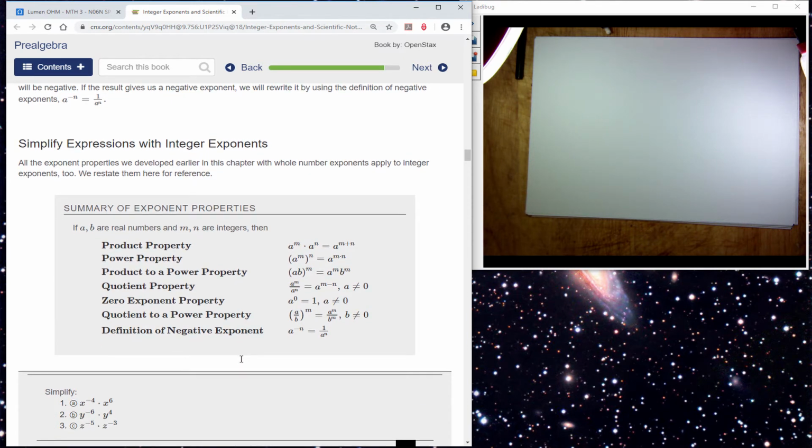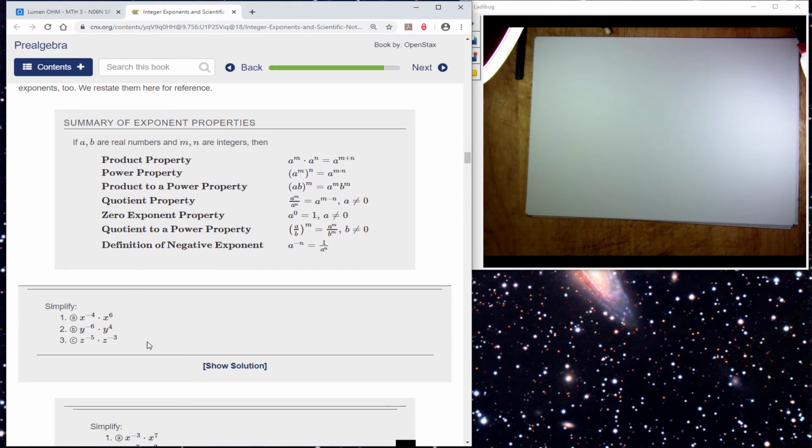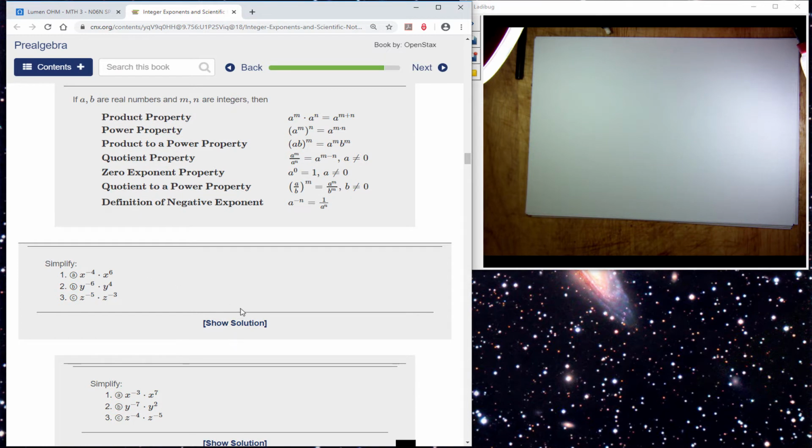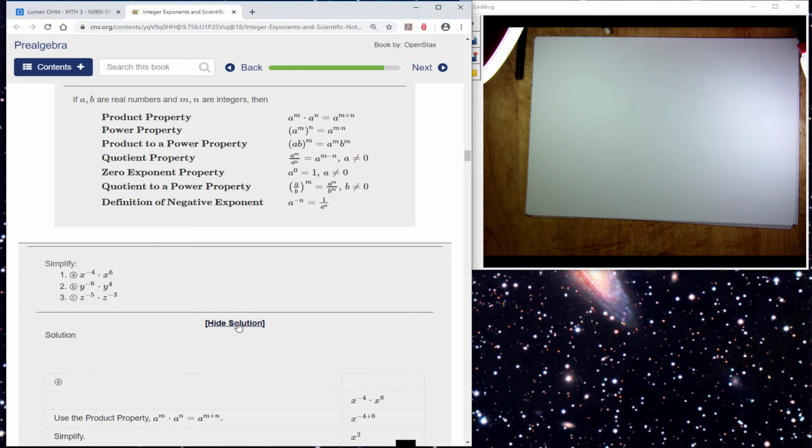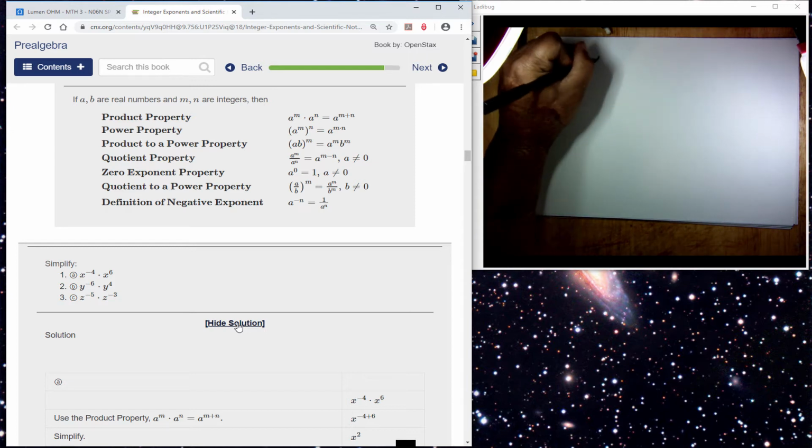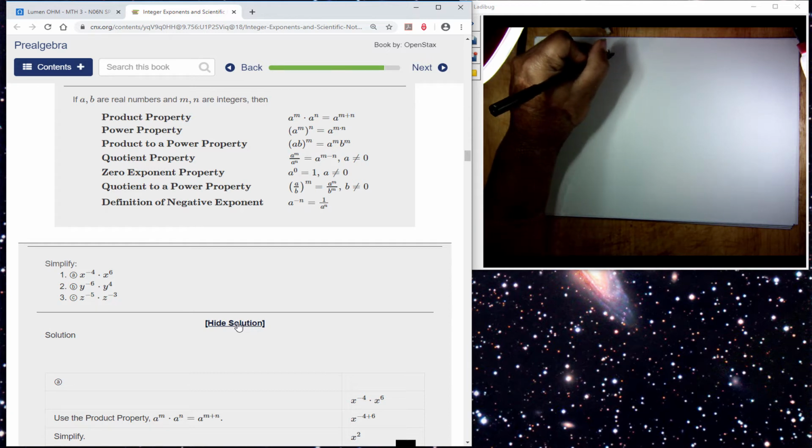Now, these are some rules you want to familiarize yourself with. Summary of exponent properties here. Okay, so now we're going to be simplifying using some of those properties. The first one we have is x to the minus 4 times x to the 6.